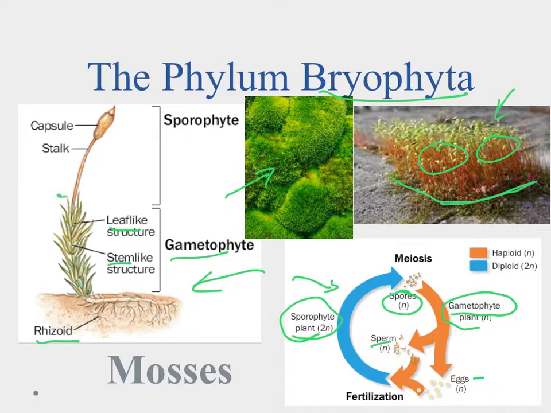And then you can see the sporophyte over here developing above, where we'll have a stalk and a capsule, and the capsule is filled with these spores that will later be released. So those are our basic mosses, and this is the phylum Bryophyta.